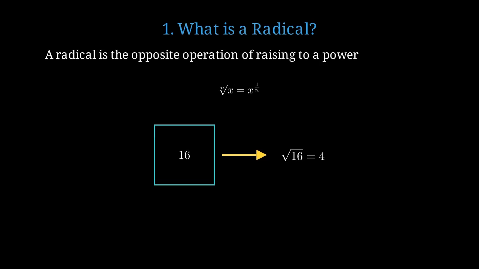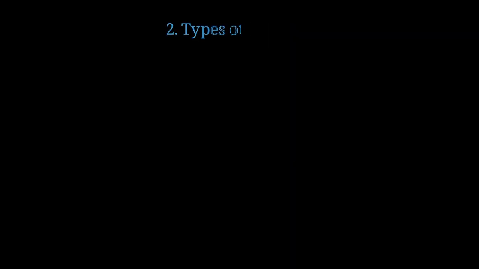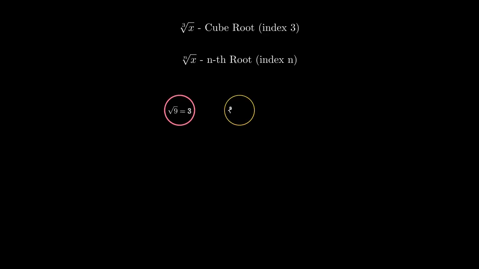The answer is 4. There are different types of radicals depending on the index. The square root has an index of 2, though we usually don't write it. The cube root has an index of 3, asking what number cubed gives x. In general, the n-th root has index n. Here are examples of different types of radicals. Square root of 9 equals 3, cube root of 8 equals 2, and fourth root of 16 equals 2.